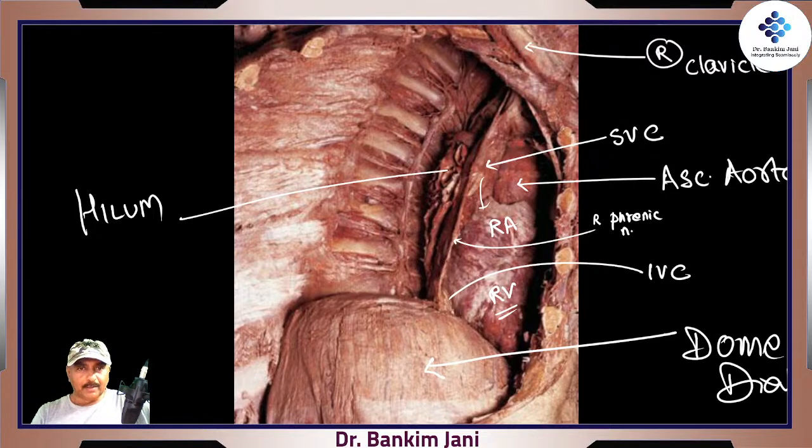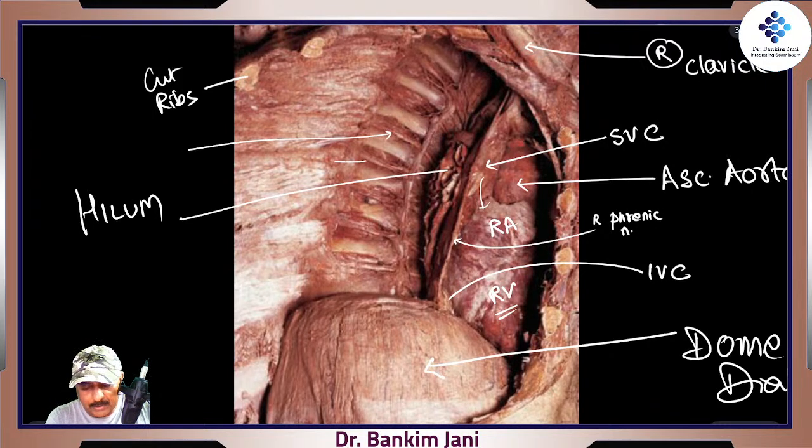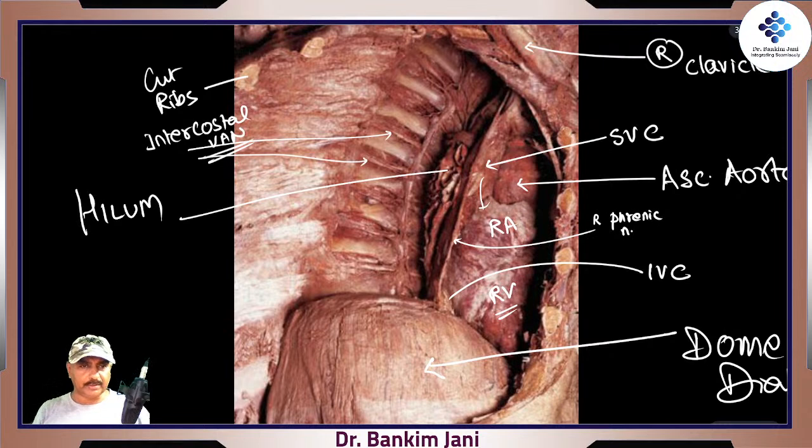Straight away, just by the look, can you identify where exactly? See, these are cut ribs, right? These are all ribs, right? These are the cut ribs. And all these are ribs. And what you are watching over here, these are all intercostal veins, arteries, nerves, right? All those things, that would be the point.